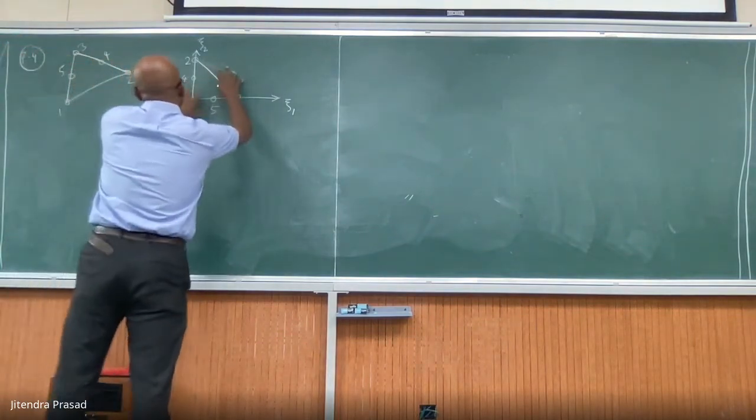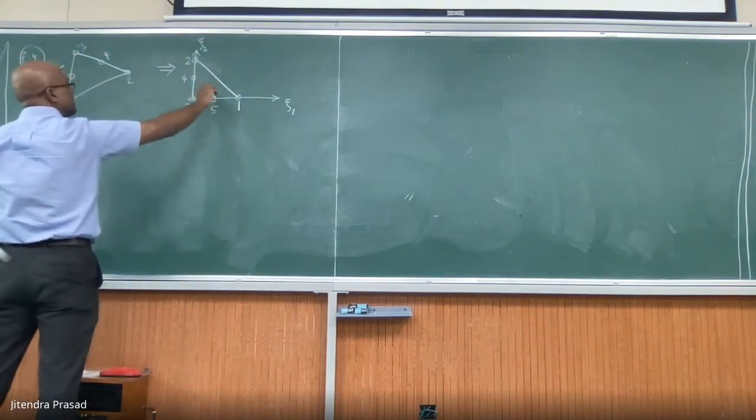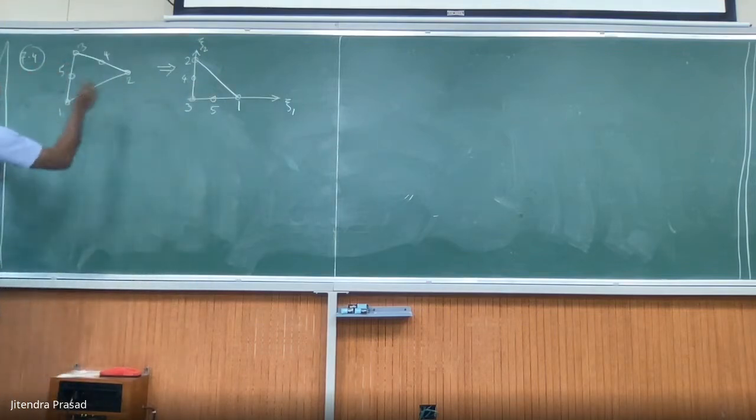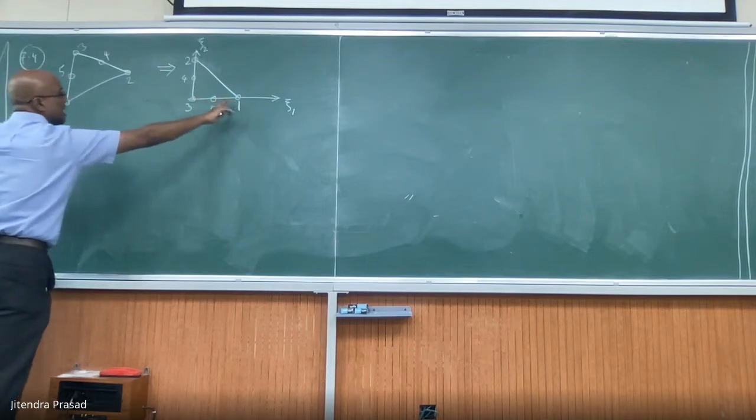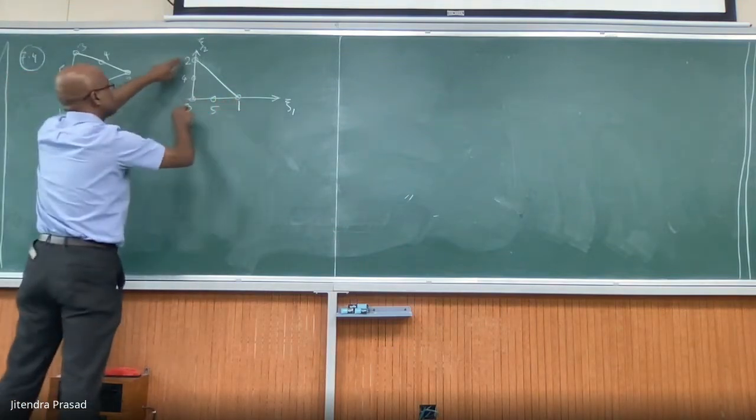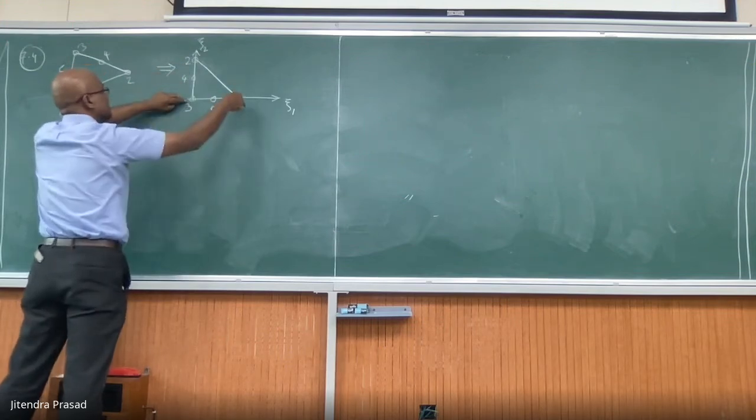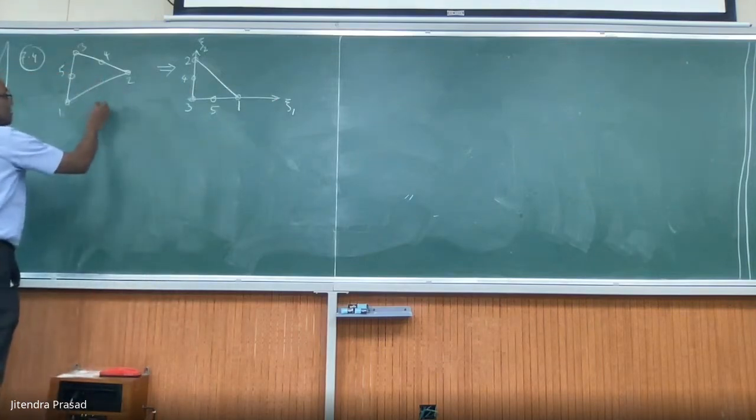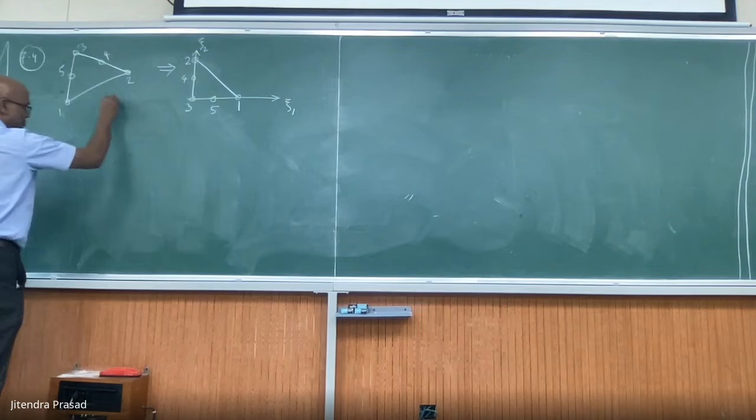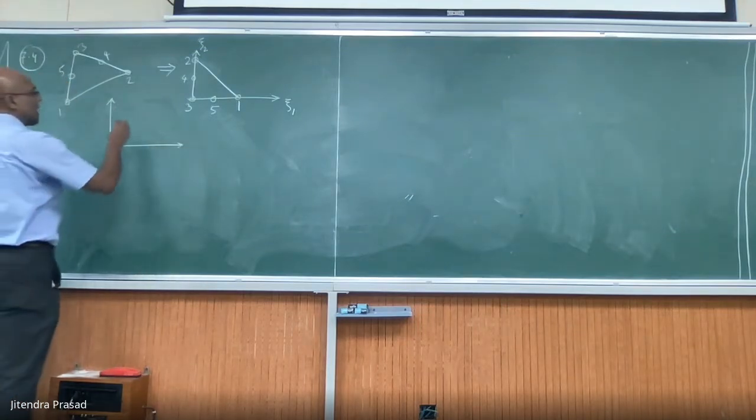What is the other way? Instead of having 3 here, we rotate and we make 2 here, 1 here, and then we have 3 here, 2 here. So that way also you can do it. Why do you want to do it that way? We will see that.